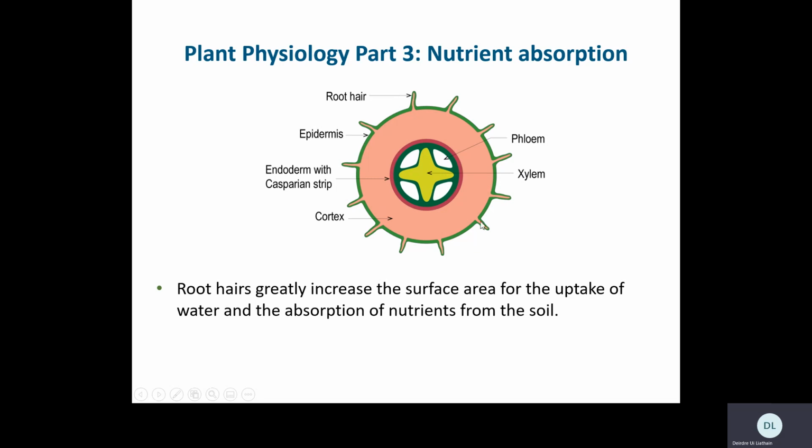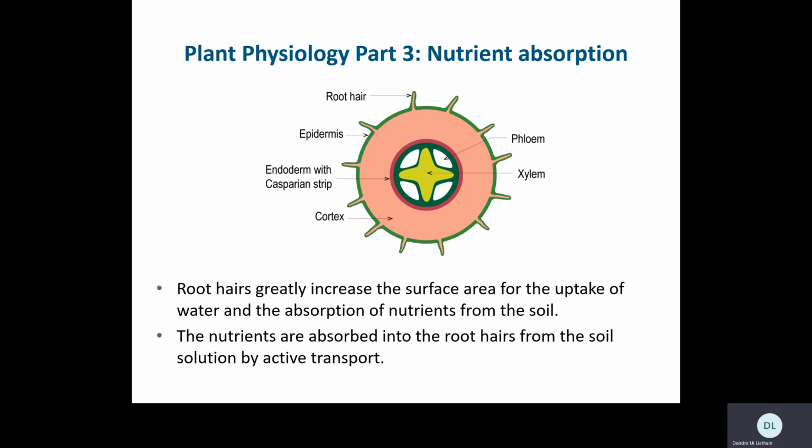If you can picture, if you didn't have this little projection, you would have this bit of area and this bit of area and this bit of area. But now you have other ways that the water can go in. It can go in here from the sides, or here from the sides, or there along the end as well. So it's increasing the surface area for absorbing the water. So the nutrients then go in through the root hairs with the water. And this all happens by a process called active transport.